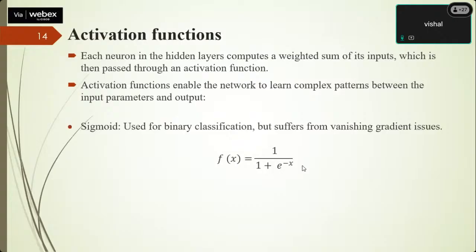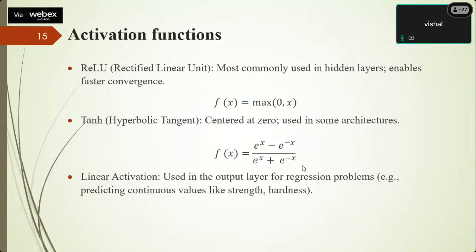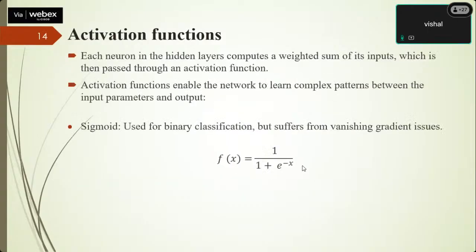As we are discussing the activation function, what are activation functions? Each neuron in the hidden layer computes a weighted sum of its input, which then passes through an activation function. The work of the activation function is to enable the network to learn complex patterns between the input parameters and output. Among the activation functions available is the sigmoid function, used for binary classification problems, but it suffers from vanishing gradient issues. This is the function of sigmoid.